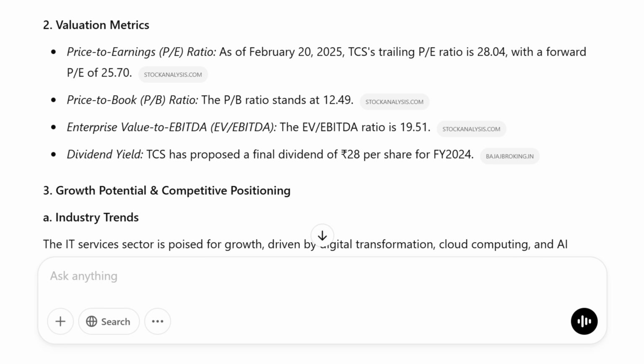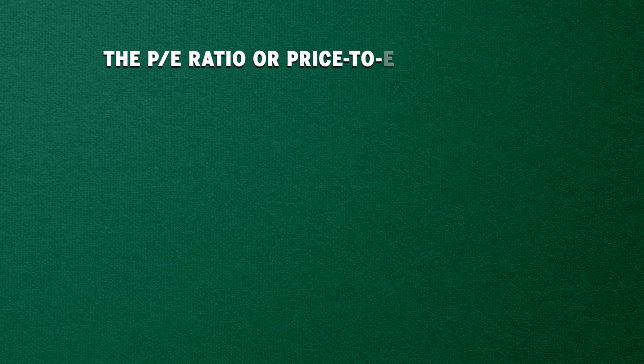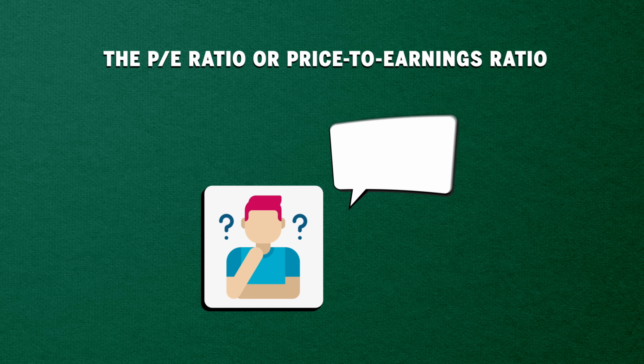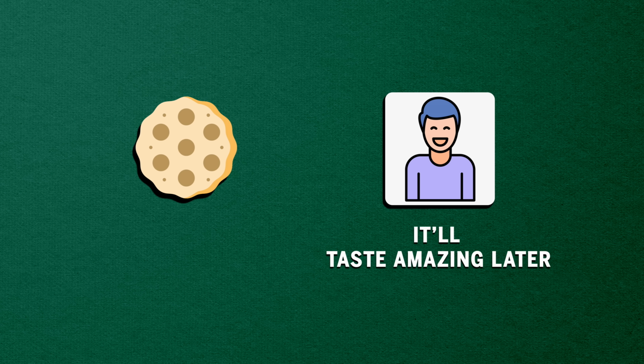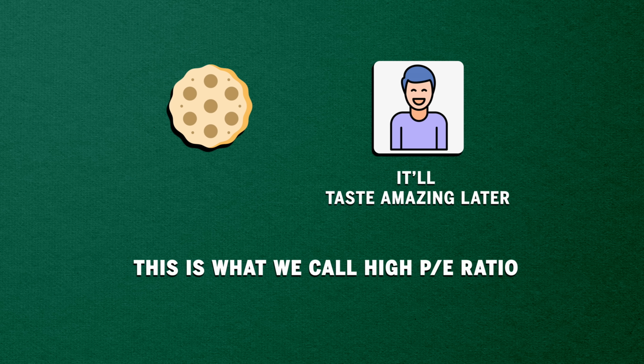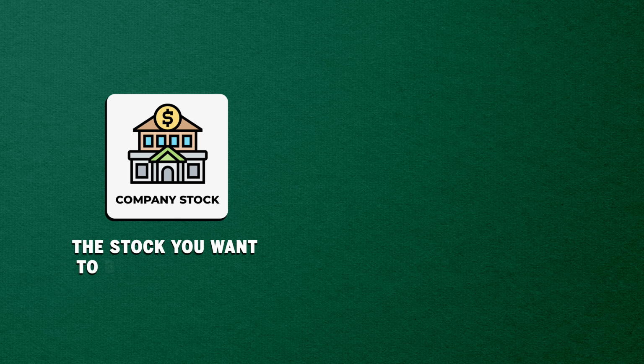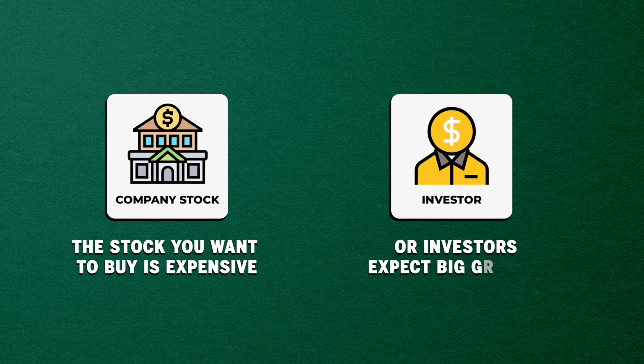The next thing to notice is valuation metrics. Here we have something called PE and PB ratio. The PE or price to earnings ratio is like asking, am I paying the fair price for a stock that I'm getting? For example, imagine you're buying cookies. You pay 20 rupees for one cookie. Well, that's expensive and maybe the cookie looks fancy or people think it'll taste amazing later. This is what we call high PE ratio. This means that the stock you want to buy is expensive or investors expect big growth.